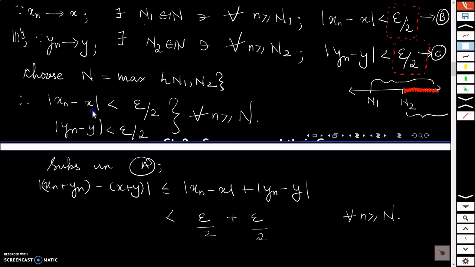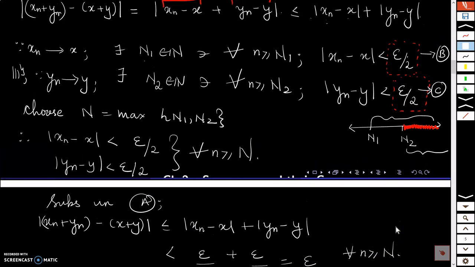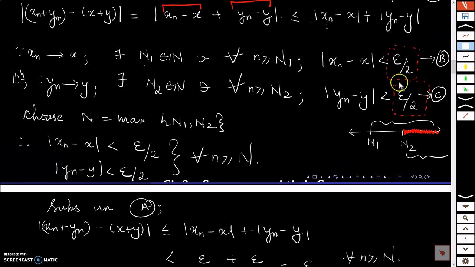So mod xn minus x is less than epsilon by 2. Mod yn minus y is less than epsilon by 2. So those we are using here. And now epsilon by 2 plus epsilon by 2 is epsilon for all n bigger than or equal to capital N. Right? So what we have done here now, we have made this modification.